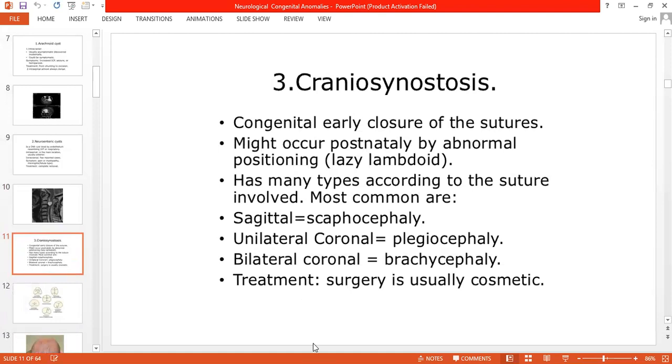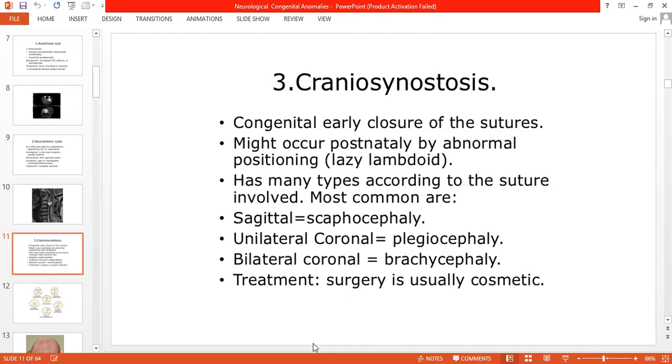Craniosynostosis is abnormal premature closure of the cranial suture, which is congenital early closure of the suture. It might also occur postnatally by abnormal positioning, which is also known as lazy lambdoid. It has many types according to the sutural mode. Most common is sagittal craniosynostosis.